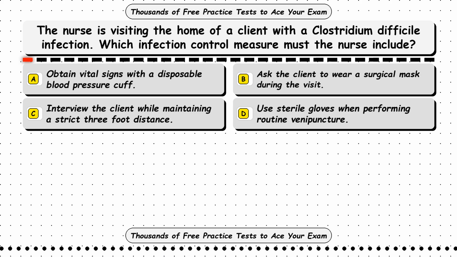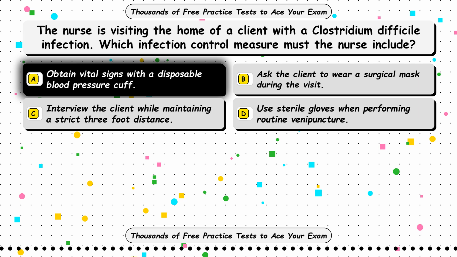Question 4. The nurse is visiting the home of a client with a Clostridium difficile infection. Which infection control measure must the nurse include? Option A. Obtain vital signs with a disposable blood pressure cuff. Option B. Ask the client to wear a surgical mask during the visit. Option C. Interview the client while maintaining a strict 3-foot distance. Option D. Use sterile gloves when performing routine venipuncture.